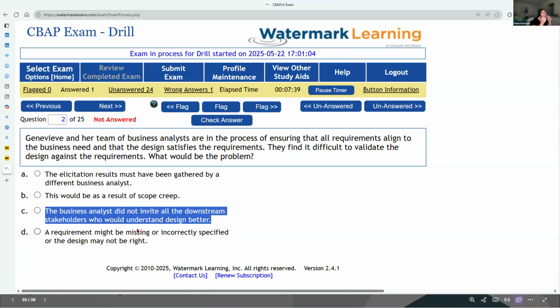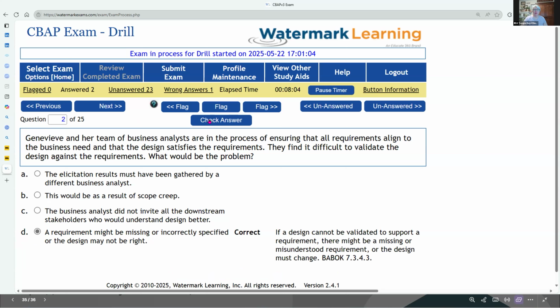So is it because our requirements are not correct or we have scope creep? It's hard because it's saying missing requirements or you have extra requirements with the scope creep. Okay. So are you saying that D is the answer? D. I'm gonna say D. Yeah. Delta. Let's test it. If a design cannot be validated to support a requirement, there might be missing or misunderstood requirements, or the design must change. Oh my goodness, like you studied or something. I'm so proud. Good job. Sandra, that was the first thing I thought.